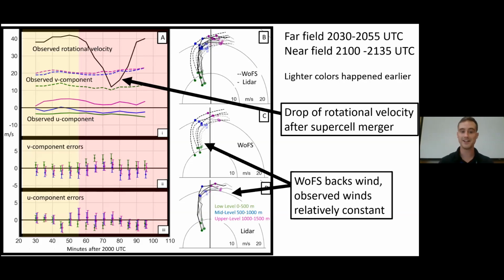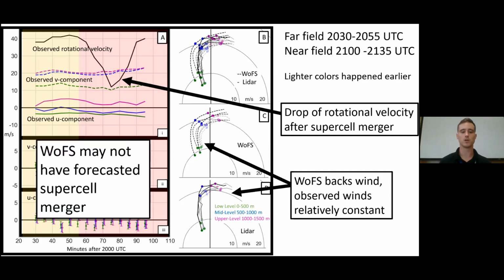Now, the really interesting thing here is WoFS backs the environment again, as the storm approaches the LiDAR, similar to what we saw on May 17th. However, the observed winds did not back, likely because of this drop in rotational velocity. Essentially, the storm lost some potential to modify the environment, and WoFS didn't exactly pick up on that and went ahead and backed the winds as though the storm was perhaps a similar strength as it had been previously. One particular reason why this could have happened is that WoFS maybe didn't forecast that merger of supercells resulting in a reorganization of the updrafts.